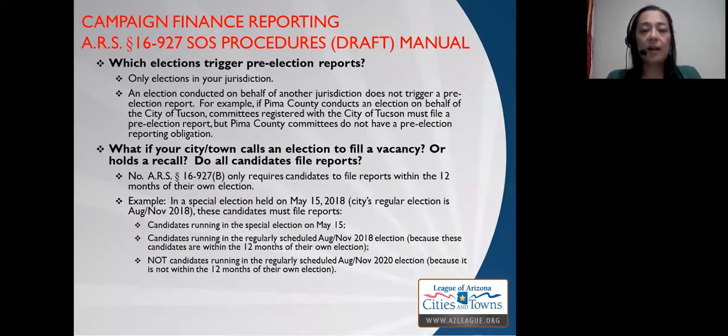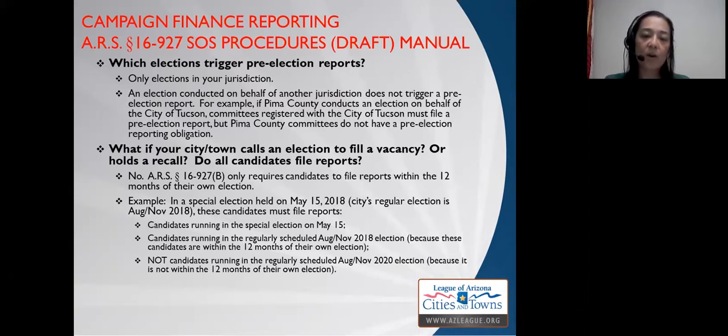So we've had some questions about how all these reporting requirements work. And so we had addressed a lot of these with the Secretary's office, and they did put them in the procedures manual, which I think helps to give us guidance. So the first one is which elections trigger pre-election reports. It's important to know that it's really only elections in your jurisdiction. And this example here is actually from the procedures manual. So essentially, if Pima County conducts an election on behalf of the city of Tucson, so they're running their election for them, any committees registered with the city of Tucson have to file because it's their election. So they'll have to file a pre-election report, but Pima County committees don't have to, so essentially all the county candidates wouldn't have to file any type of report because it's not their election cycle.